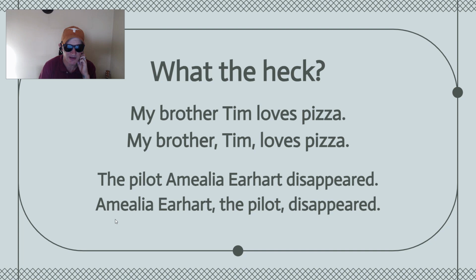Second sentence has the same meaning, but we've rearranged it a little bit. So the pilot is the appositive. It's still an appositive. It's giving us more information about a previously mentioned noun. But this time the pilot is not necessary to know which Amelia Earhart we're talking about. You see that? The words the pilot are not necessary for us to know which Amelia Earhart we're talking about. Now, if there were five Amelia Earharts at a party and one of them had disappeared, we would need the pilot to know which Amelia Earhart we're talking about. But the chances of that happening are relatively slim.